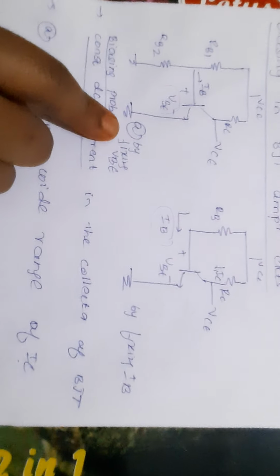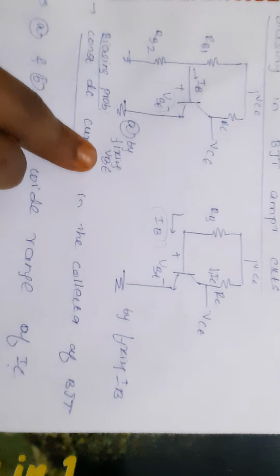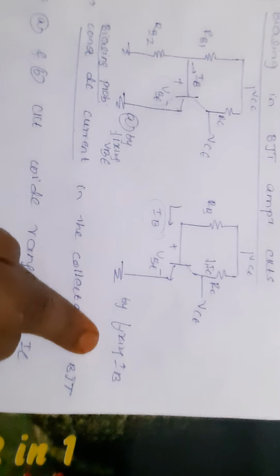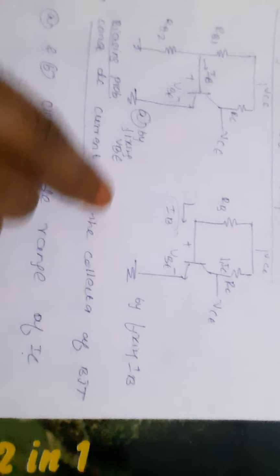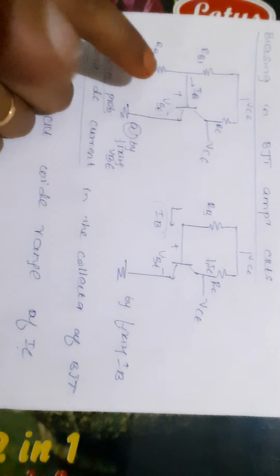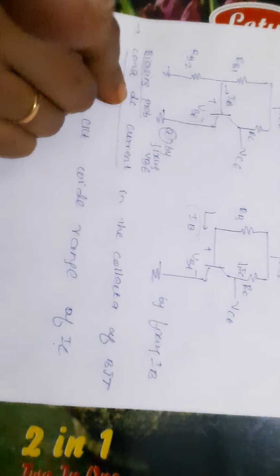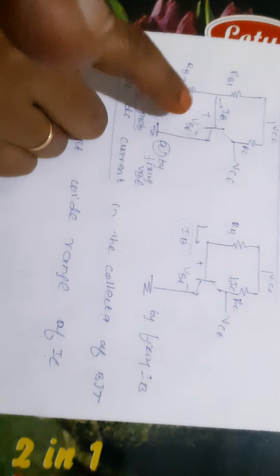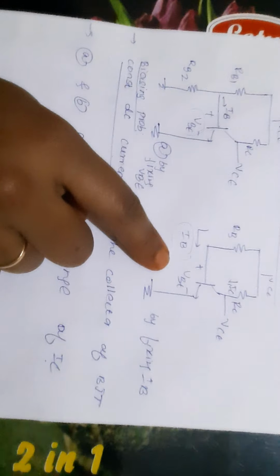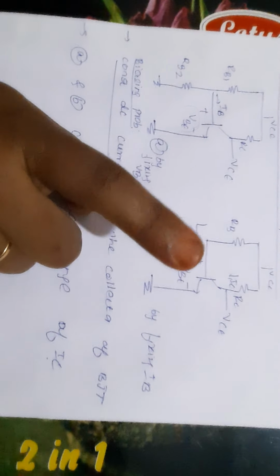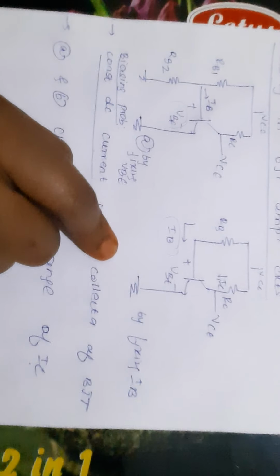In this circuit, biasing is done by fixing VBE. In this circuit, biasing is done by fixing IB. But both these circuits result in wide variation in IC. We want IC to be constant. This will result in wide variation in IC. Even this results in wide variation in IC. So these two circuits are not suitable for biasing.